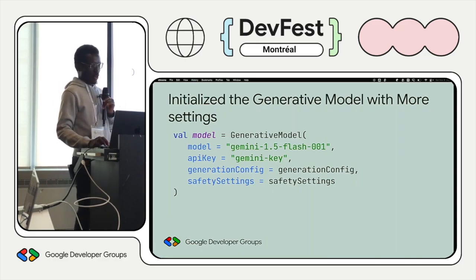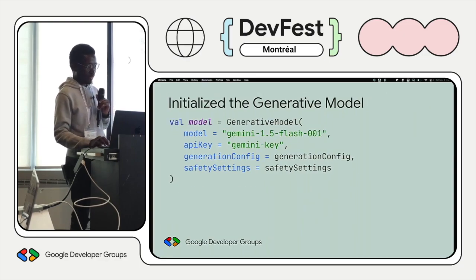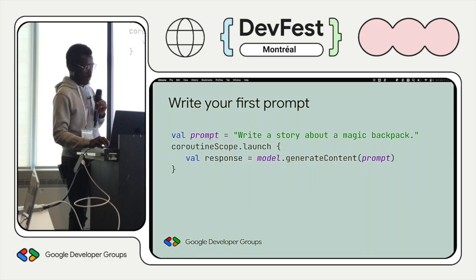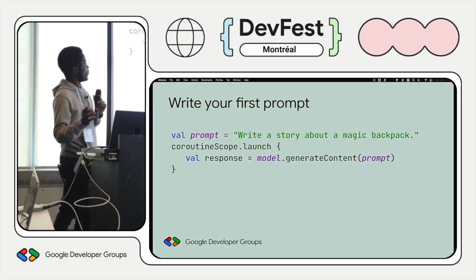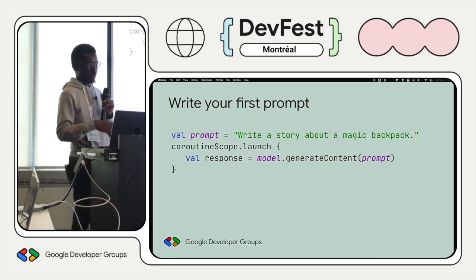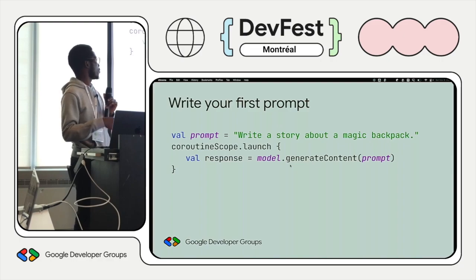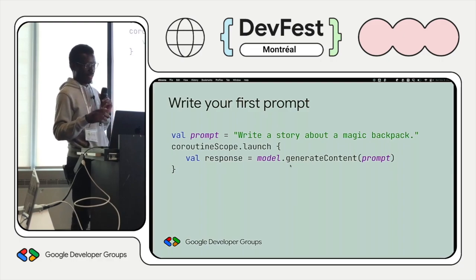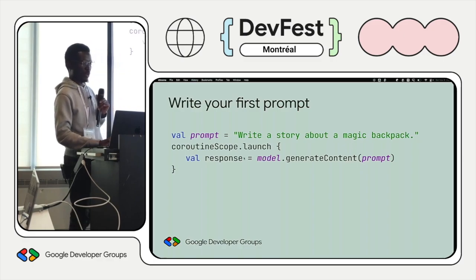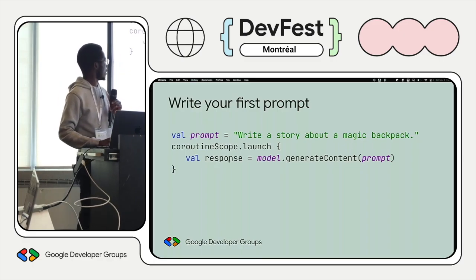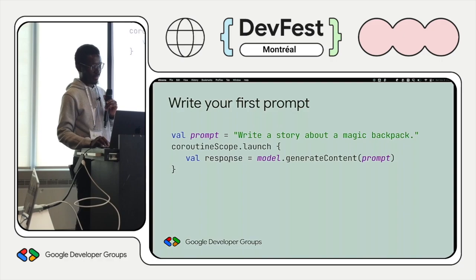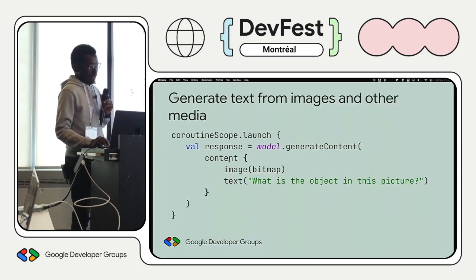And when you have these objects, now it's ready to send our first prompt. As you can see, it's quite simple. First of all, you can write a prompt. It's just a small string, and you create a coroutine scope. Since this generates content, it will make a request to the model, get back to you, and return the response to this response variable.